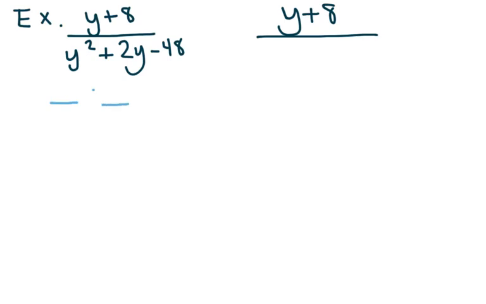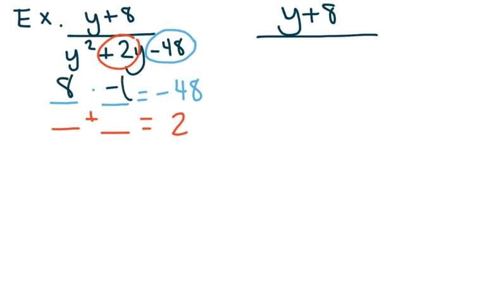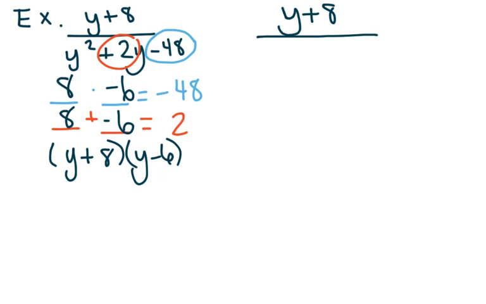So I'm just looking for 2 numbers that multiply to give me negative 48, the last number, and that also add to give me 2. It takes people a little bit of time, but the 2 numbers are 8 and negative 6. And so my 2 factors are going to be y plus 8 and y minus 6. So that is how you factor the bottom. So I'm going to rewrite that over here so you can see it completely factored.